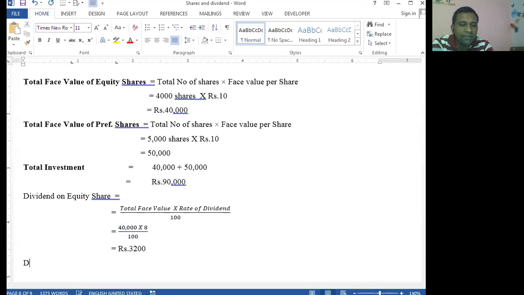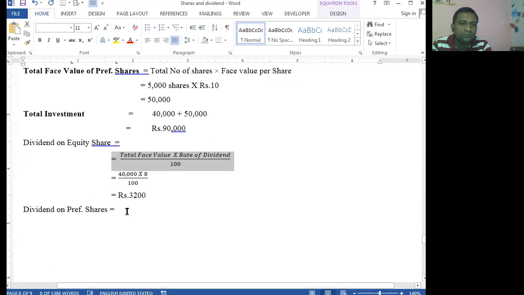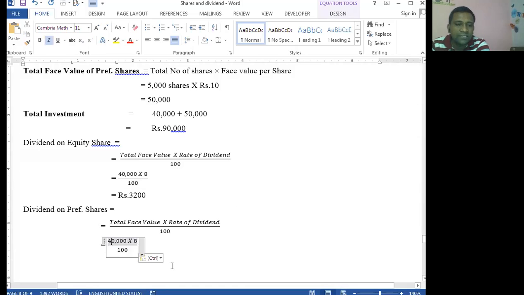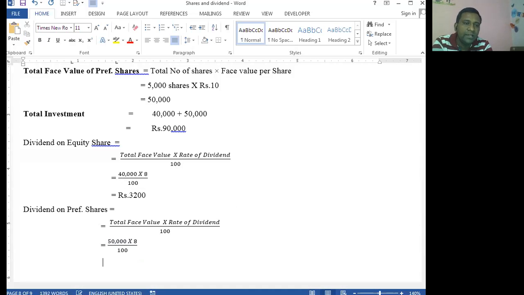₹3,200. Similarly, calculate the dividend on preference share. Use the similar formula: total face value multiplied by rate of dividend upon 100. Okay, what is the total face value? 50,000. Rate of dividend is similar, 8%. So how much dividend is received on preference share? Yes, send me answer in chat box. 4,000. Very good.